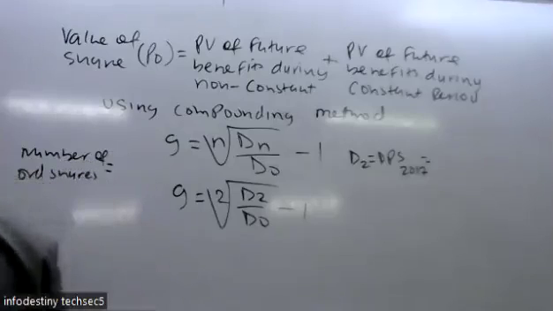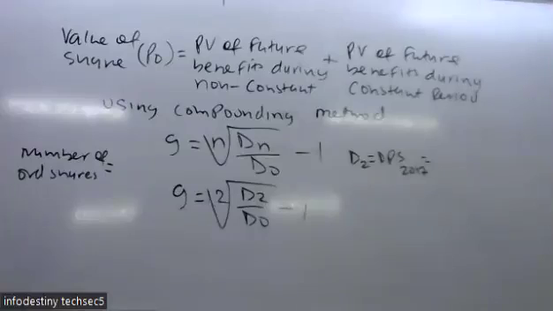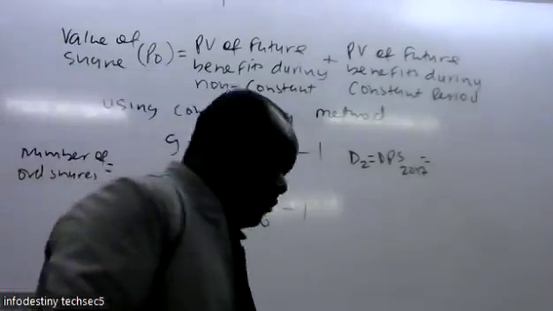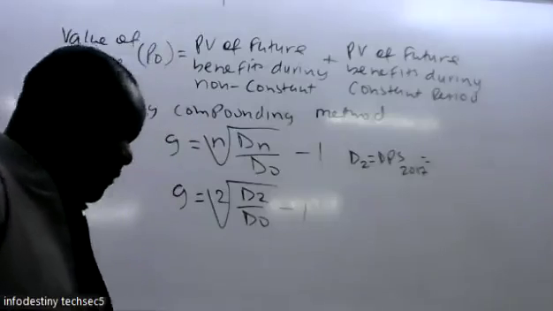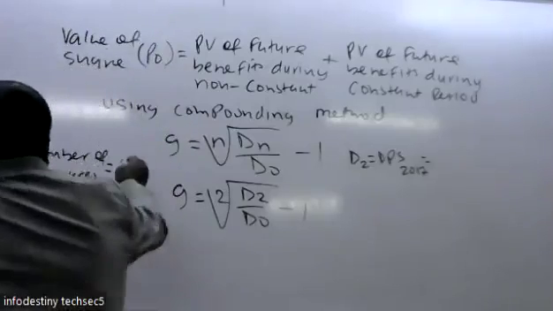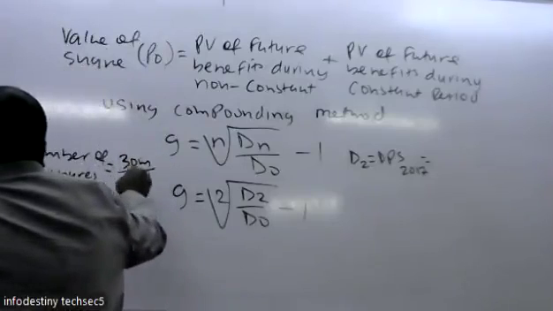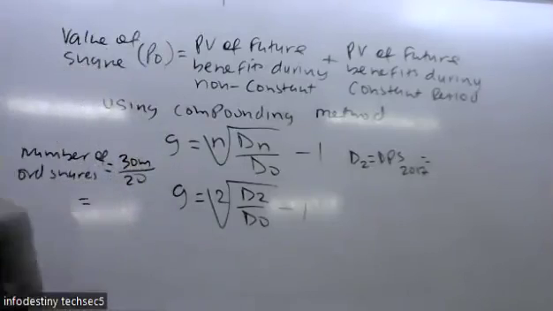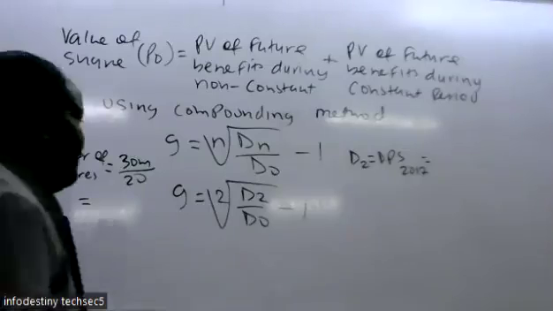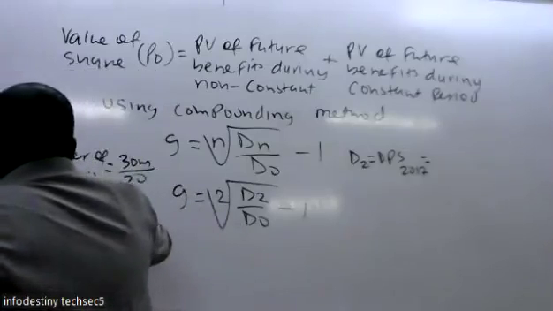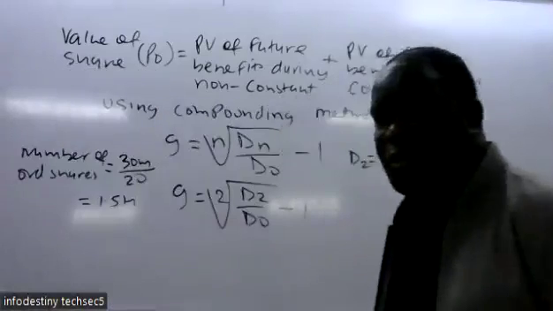To calculate the number of the ordinary shares, are you able to see in the question under the financed by? Ordinary share capital, in brackets, the par value is what? 20. When it is 20, how much is the total value? So take 30 millions, divide by 20. That should give you the number of the ordinary shares: 1.5 million ordinary shares.